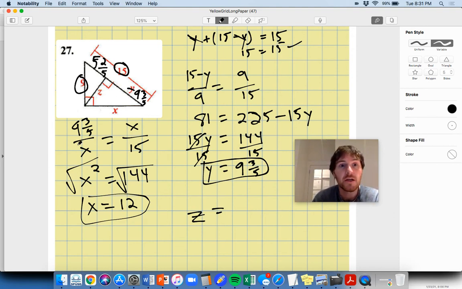9 is a geometric mean here. X is a geometric mean here. And finally, Z, the altitude. So all your geometric means are in here. Anything that's on the big hypotenuse, right? The big hypotenuse is sort of the extremes of your proportions.